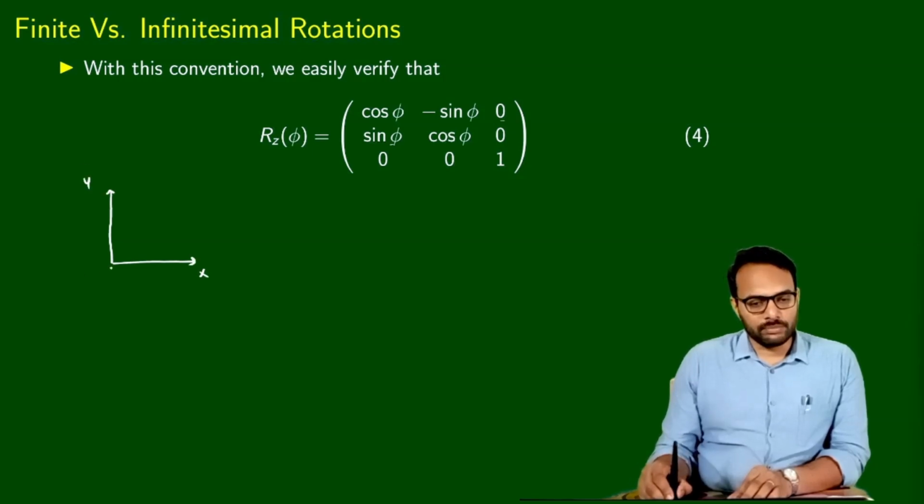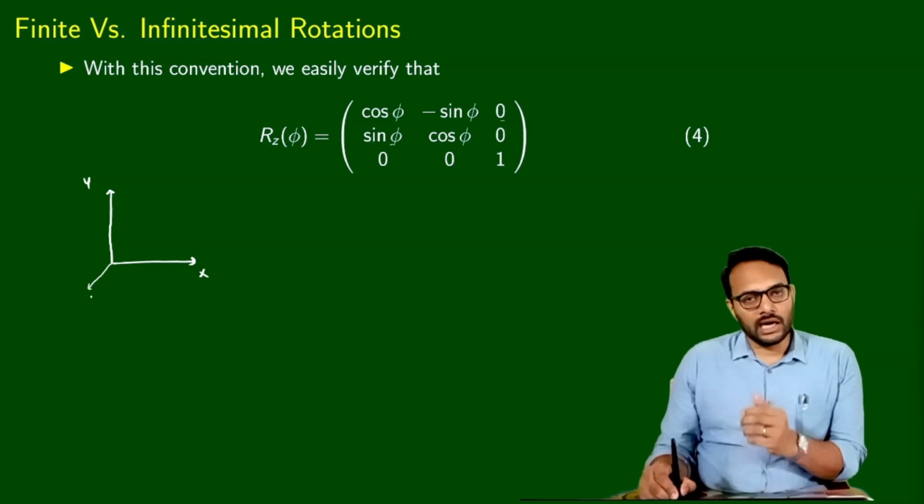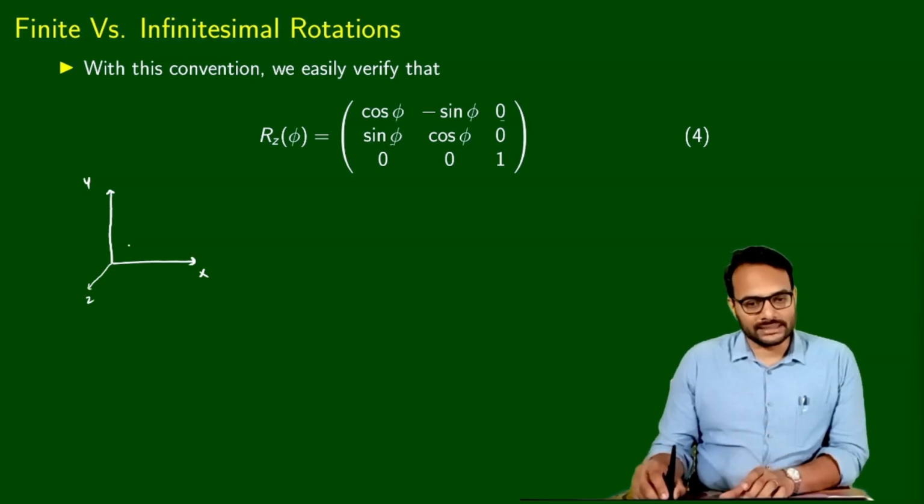We are in the xy plane. This is the z-axis coming out of the screen. This is the positive z-axis. We have v vector here, and let's say that this v vector has been rotated to v vector prime. This angle is phi. The angle of rotation is phi.